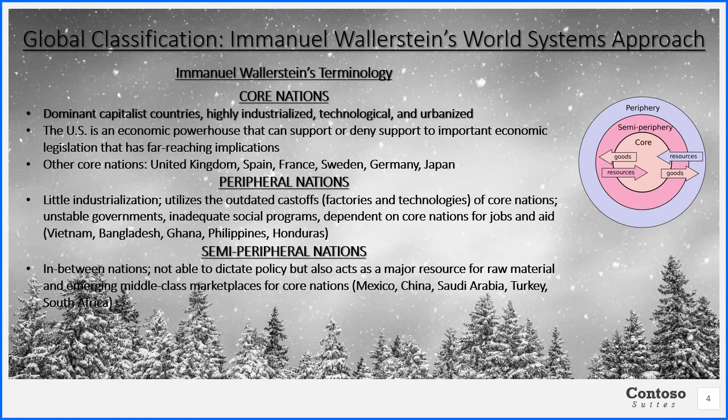So he comes up with three different terms: core nations, peripheral nations, and semi-peripheral. Your core nations are your very, very rich countries, like the United States, Germany, Japan, Spain, etc. These are your dominant capitalist countries. They're highly industrialized, very technological, and a large proportion of their population lives in cities. So it's more urbanized rather than rural and more agricultural.